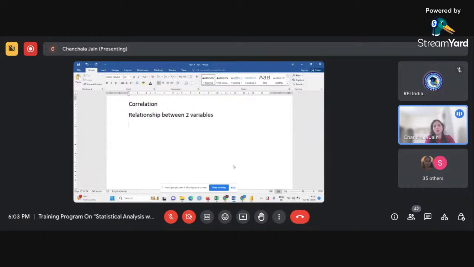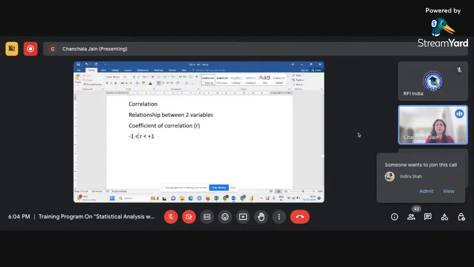Now, I think we all know we generally represent the correlation, or the coefficient of correlation, which is given by Sir Karl Pearson, by small r, right? So the value of small r can be in between -1 to +1. That means the value of r lies in between -1 to +1. Minimum it can be -1 and maximum it can be +1.